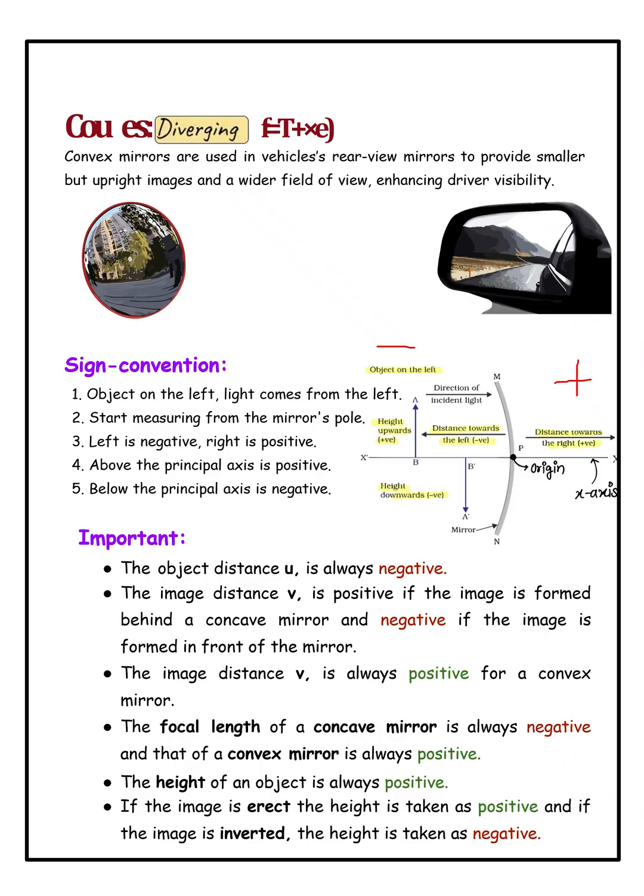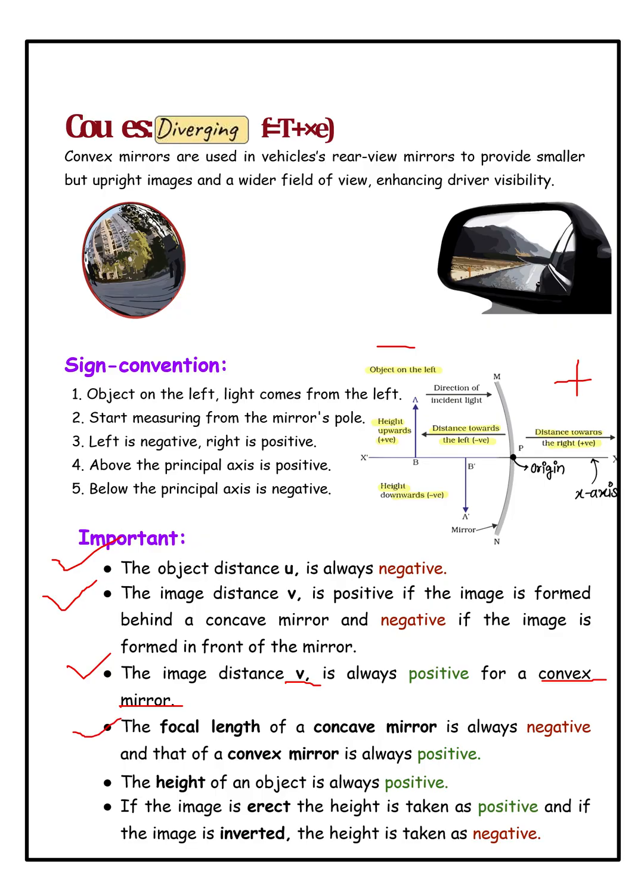Now, what important points do you have to remember? You can even jot it down and draw the diagram. That will make more sense to you. The object distance is denoted by the letter u, which is always negative. Second, the image distance v is positive if the image is formed behind the mirror, and negative if the image is formed in front of the mirror. Third, the image distance v is always positive for which mirror? For a convex mirror. The focal length of a concave mirror is always negative, and for a convex mirror it is always positive.